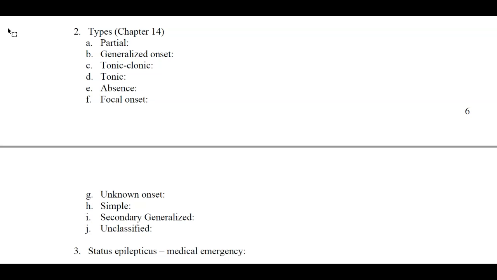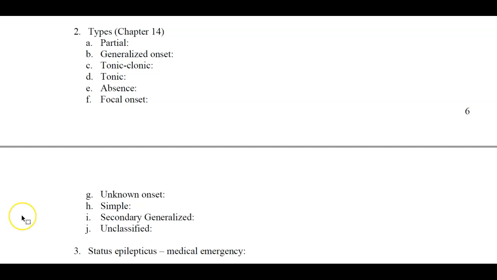There's also secondary generalized. From the name itself, it starts as a focal seizure, then becomes generalized, or grand mal, or tonic-clonic. Again, it is secondary because it starts as a different type of seizure, then becomes generalized afterwards. Unclassified, similarly to the unknown onset, does not clearly fit into any of the categories.